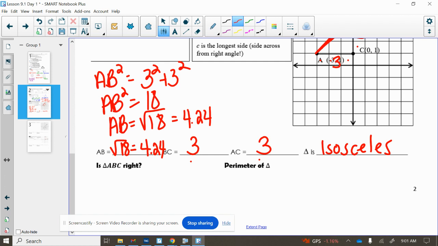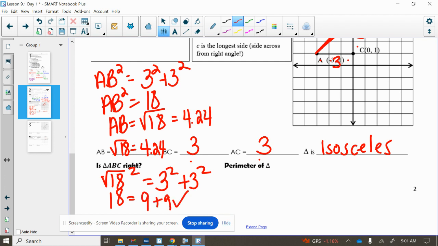And if we test out our 3 sides, I'm going to use the square root of 18. I'm going to use the exact answer so we see this a little better. We're testing out, is this a right triangle? The answer here is going to be yes, because 18 equals 9 plus 9. This checked out. It is a right triangle.